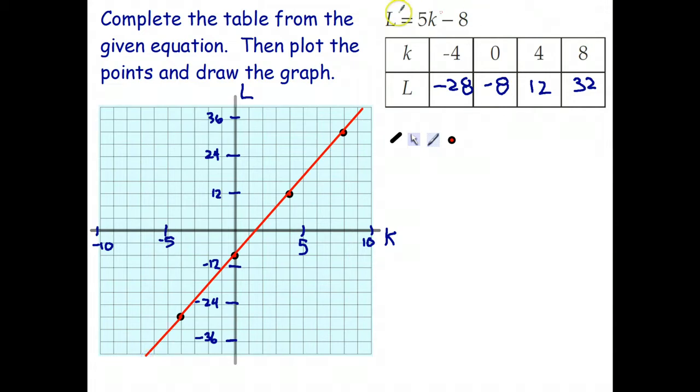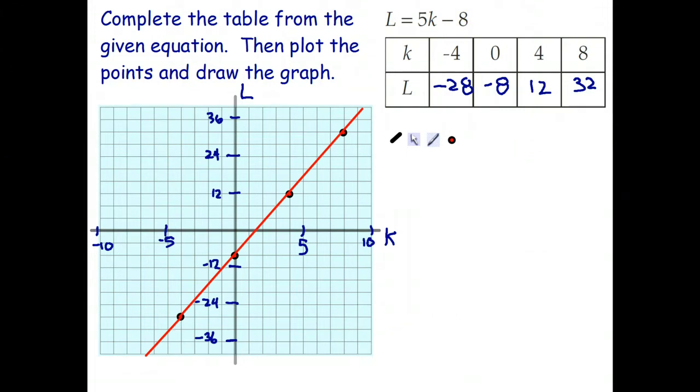So I started with the equation. I then went and filled in the table. Having done that, in this case I put the numbers on the axis, plotted the points, and because this is an example of a linear function, all the points lay in a straight line.